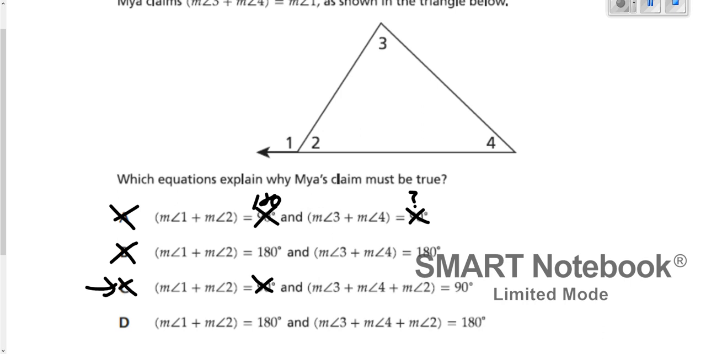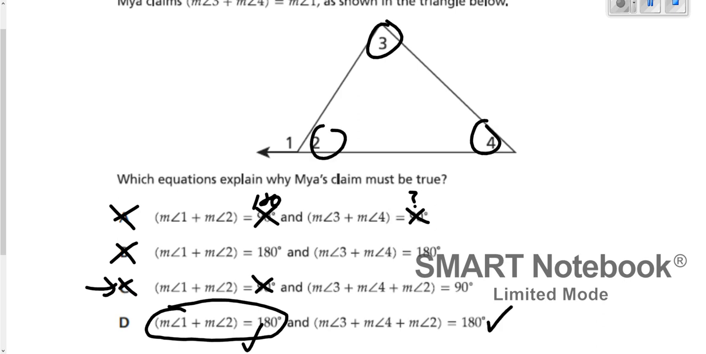Let's look at choice D. Angle 1 plus angle 2 equals 180. We know that, check. And then 3, 4, and 2 equals 180. That's true because the three angles of a triangle add up to 180, so that's correct.